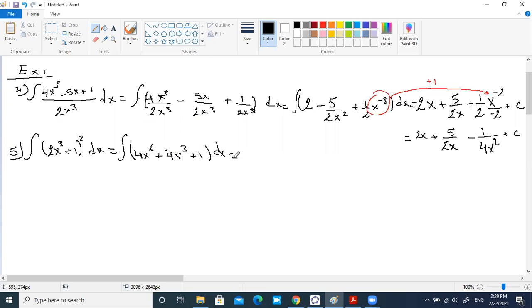Okay, now we add 1 to the power and divide. So it's equal to 4x to the power 7 over 7, plus 4x to the power 4 over 4, plus x plus c.